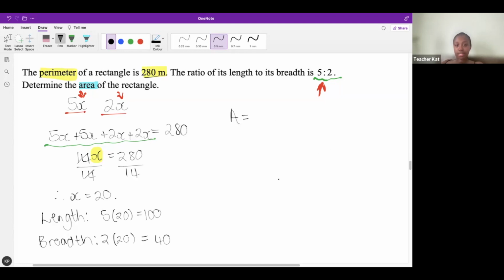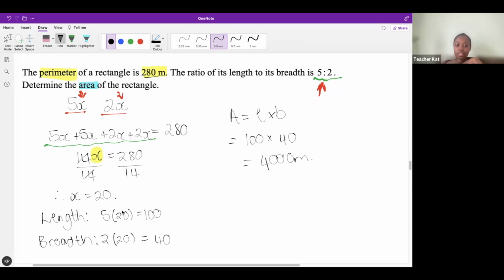They gave us perimeter, but they're asking us for the area. Length times breadth, which we now know is 100 times 40. And what is 100 times 40? Nice. 4,000 meters.